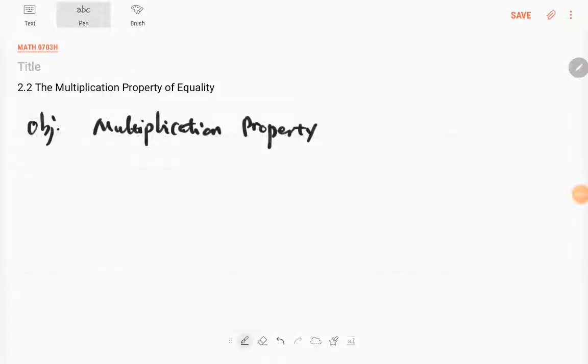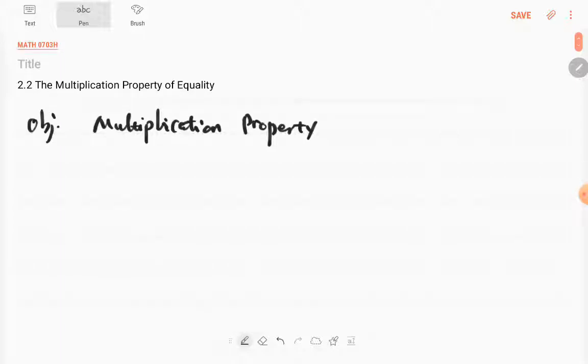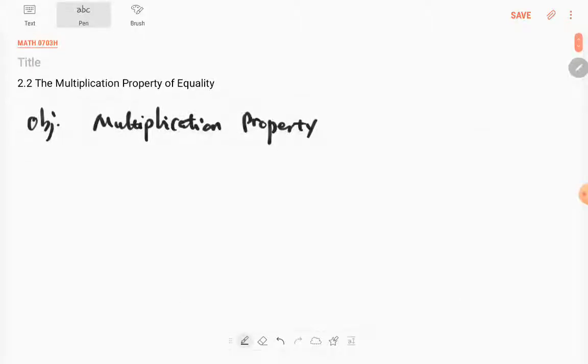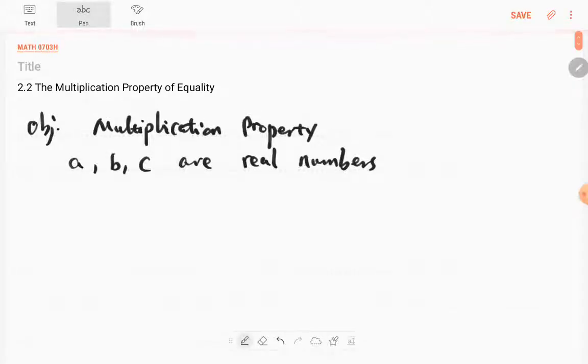Now let's talk about the multiplication property. So first let's check what the multiplication property is. For A, B, C all real numbers, we have this rule: if A is equal to B, then A times C equals B times C.